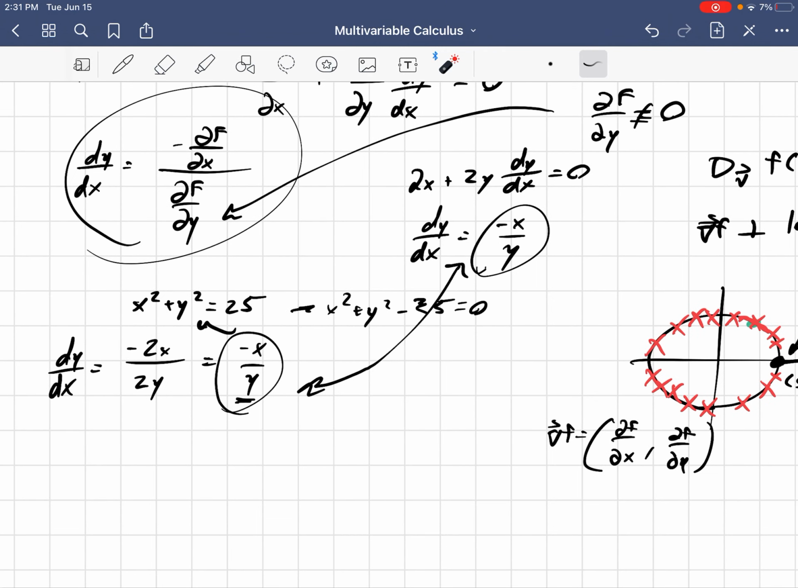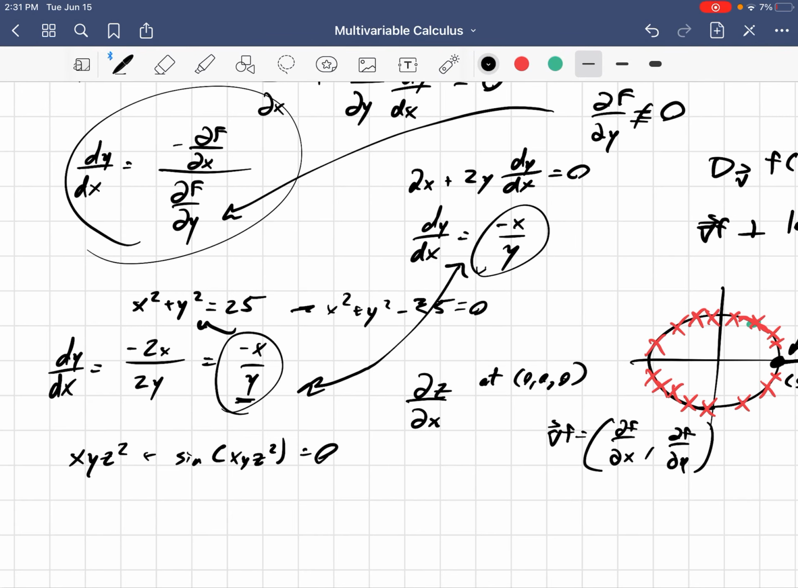So you can generalize this. If you've got a function like, I don't know, something crazy like xyz squared plus sine of xyz squared equals 0, and you want to talk about finding the partial of z with respect to x, well, let's say at the origin (0, 0, 0). That just makes things nice.